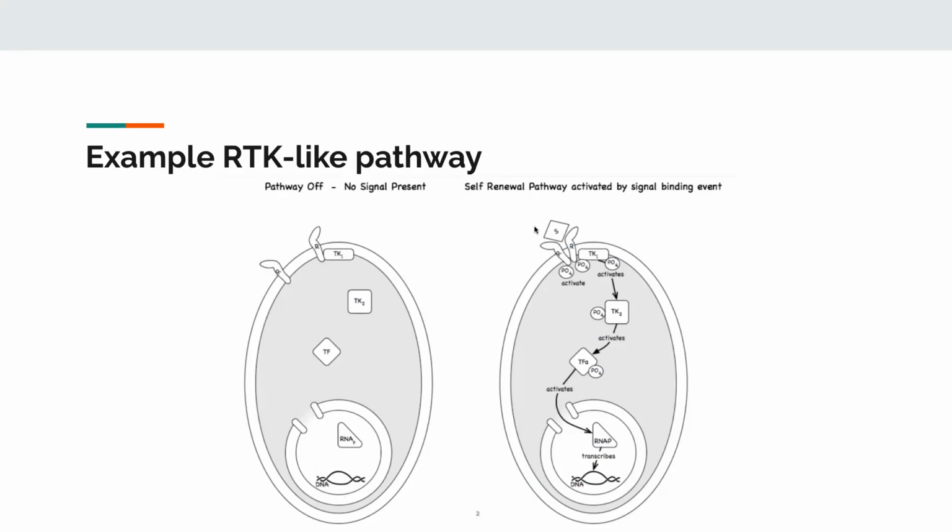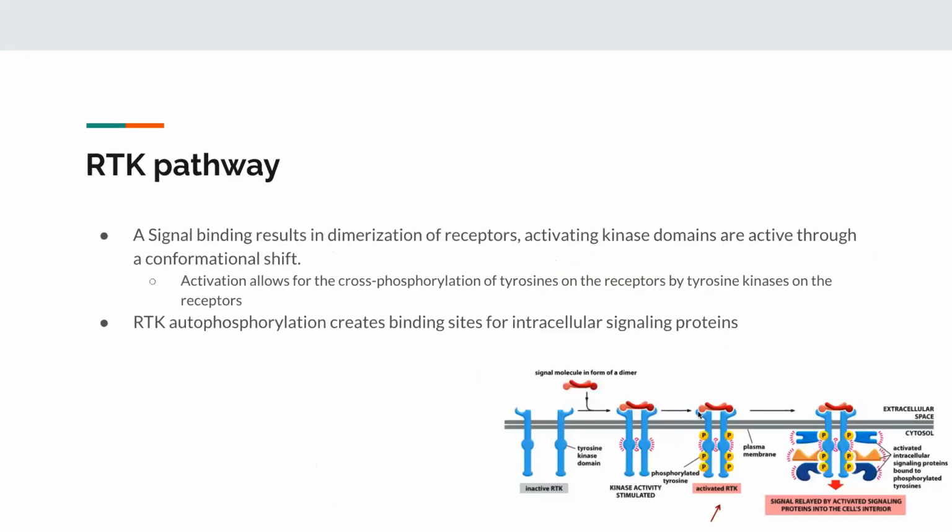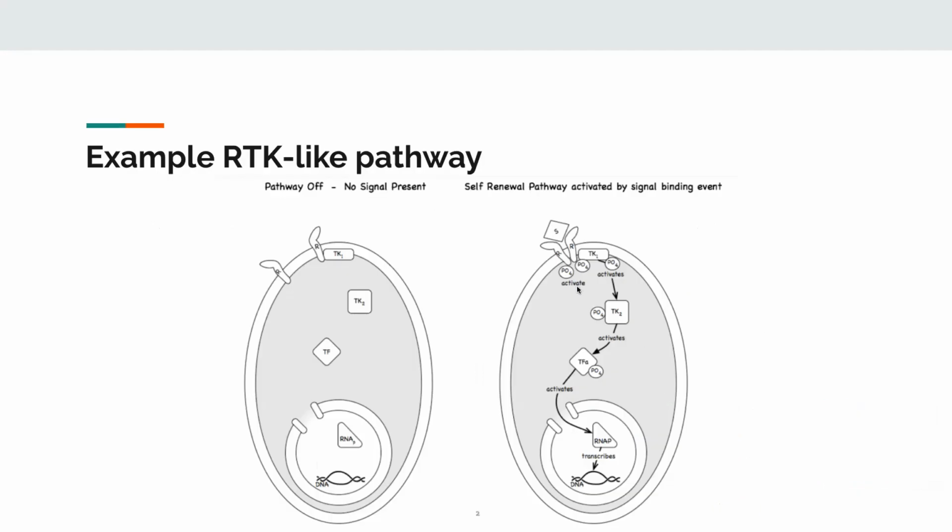So once it turns on, the signal comes in. You have the two receptors dimerizing, just like they did back here. They're coming together. Once they've come together, they'll phosphorylate each other, and that phosphorylation, you see the PO4s right here, activates them. Once they're activated, they can activate TK1 by phosphorylating it. That will activate TK2 by phosphorylating it. That will activate TFA, which is transcription factor A, by phosphorylating it.